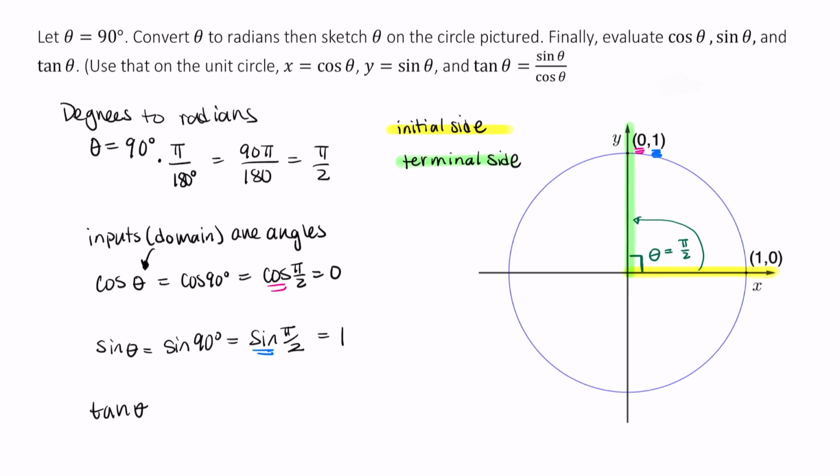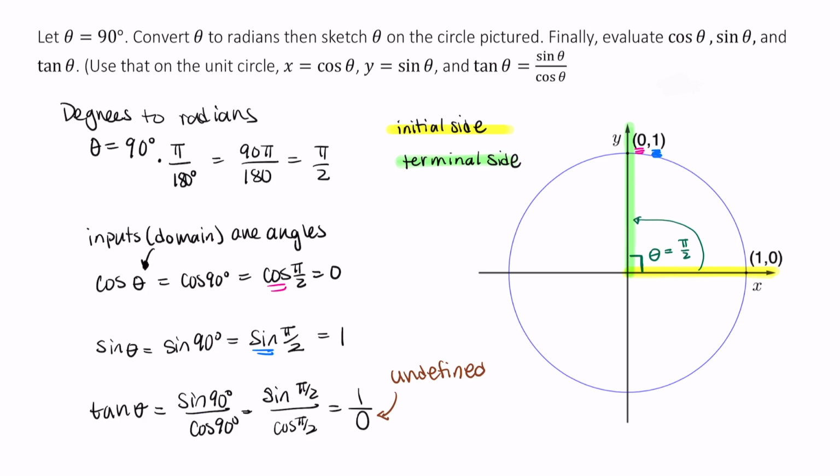Now let's remember tangent. Tangent is equal to sine over cosine. So this is sine of pi over 2 over cosine pi over 2. This is 1 over 0. You cannot divide by 0, so this is undefined.